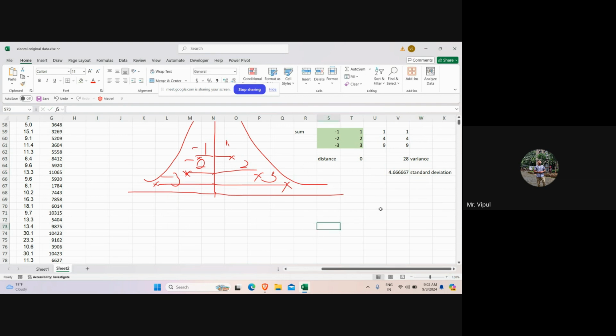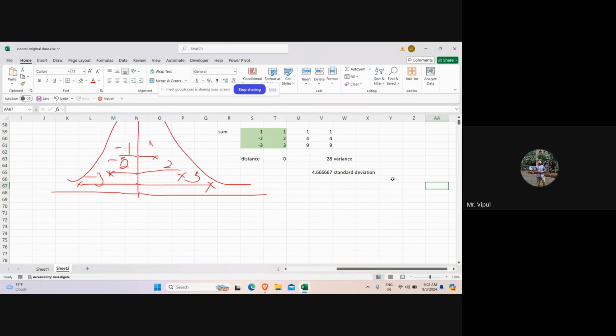Now, why do we take the square root of variance? Why is there a need of taking the square root of variance? Positive and negative values are present in the data. There might be a chance that the value or distance may get zero. Yeah. So this 28 is not in the same unit as your original distance.